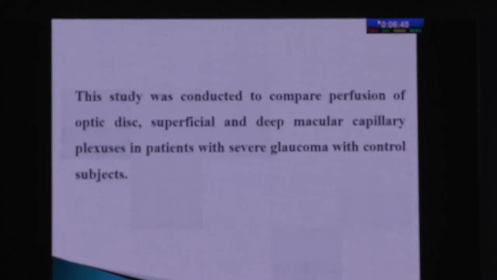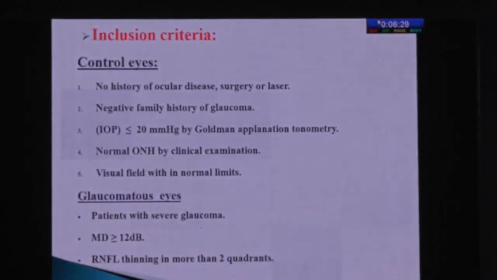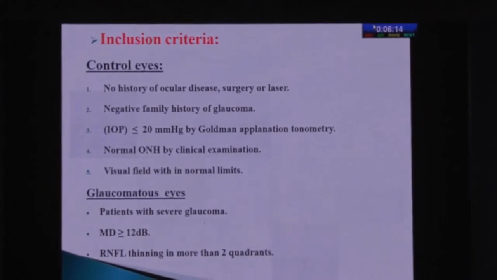This study was conducted to compare perfusion of the optic disc with superficial and deep macular capillary plexus in patients with severe glaucoma and control subjects. This study was done at Mansoura Ophthalmic Center in Egypt. Inclusion criteria for the control eyes: no history of ocular disease, surgery or laser, negative family history of glaucoma, IOP less than 20, normal optic nerve head, and visual field within normal limits.